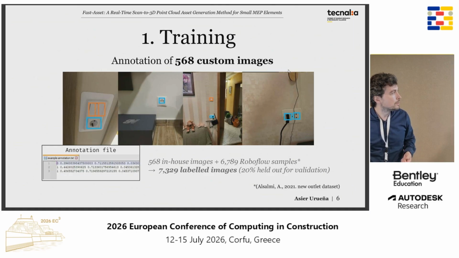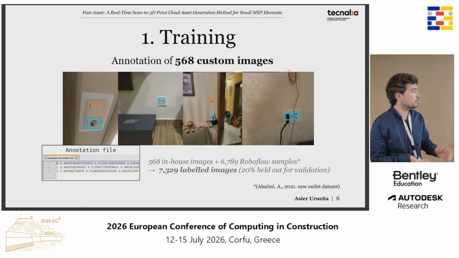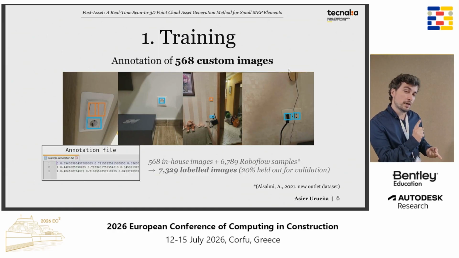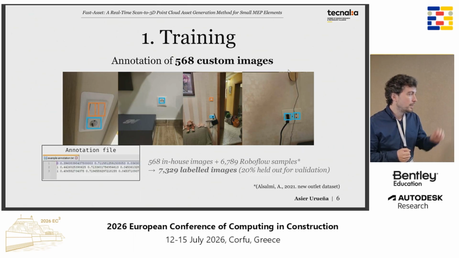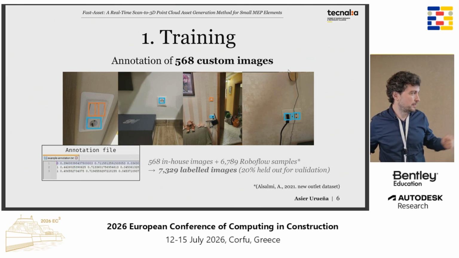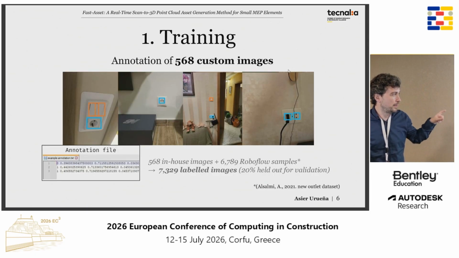Going into a bit more detail, we gathered 500 custom images, and we focused on switches and plugs, which are two similar targets. Our images were not enough, so we added 6,000 Roboflow samples we found about the same targets, and also did some augmentation. We are using the bounding box mode of the model.